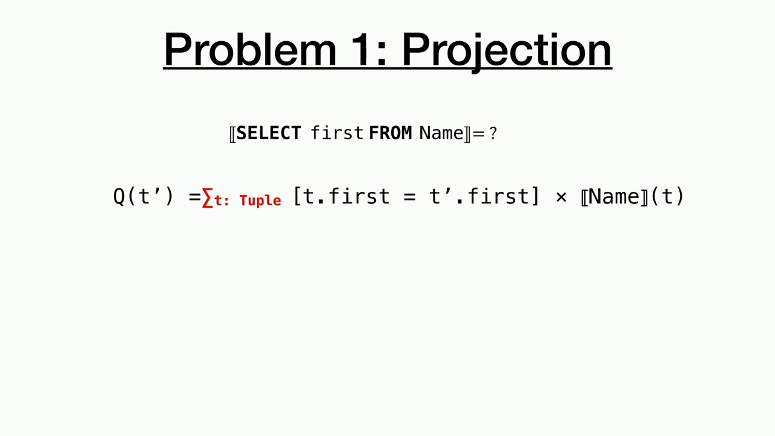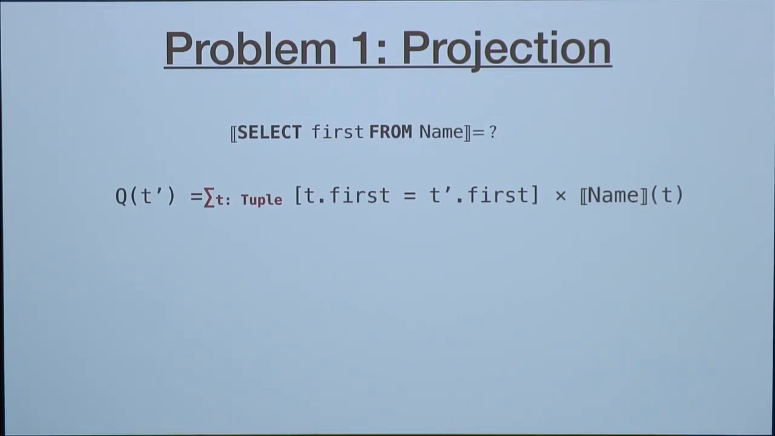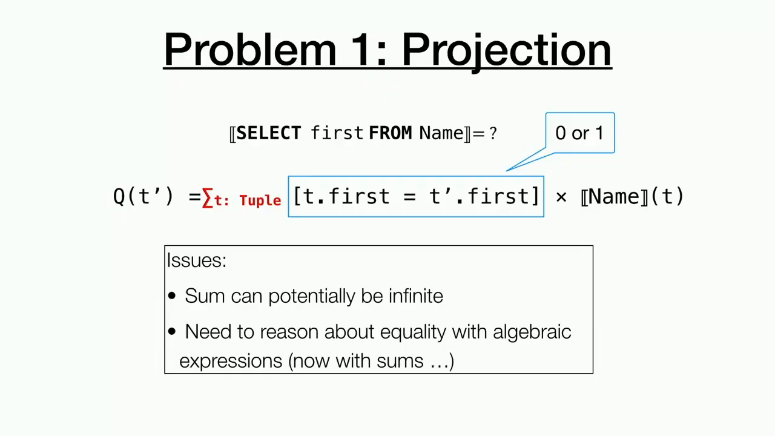Well, a naive idea is why not just define a summation function, right? We do a summation over all possible tuples of the original relation name, and we just add up all the multiplicities that have the same first name. Basically, this is a representation of the equality predicate. It will evaluate to either 0 or 1, right? The issue with this approach is, first, we need to define what the summation is in the first place. And like this gentleman mentioned, summation can usually only be defined in a finite structure, right?